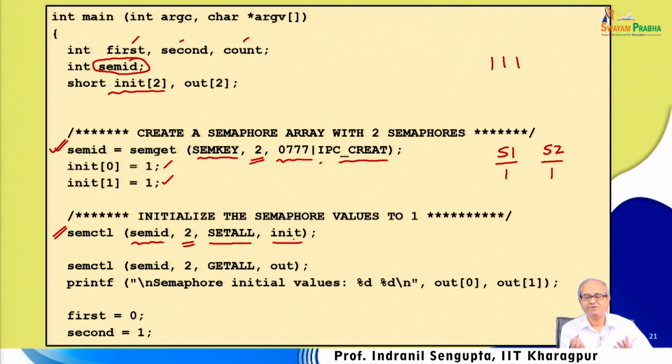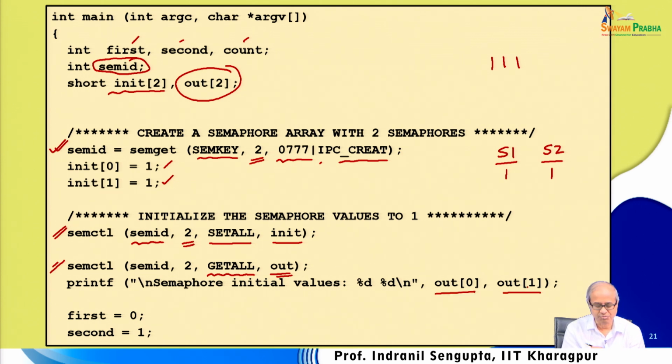Just to check whether the semaphores have been initialized correctly, we call semctl again with the GETALL option. GETALL means read the values of the semaphores, and after reading, where do you keep it? You keep it in another array variable called out. You see out is also an array of size 2. Then using printf you are printing the values of out[0] and out[1]. So, you will see that the values will be printed as 1 and 1.